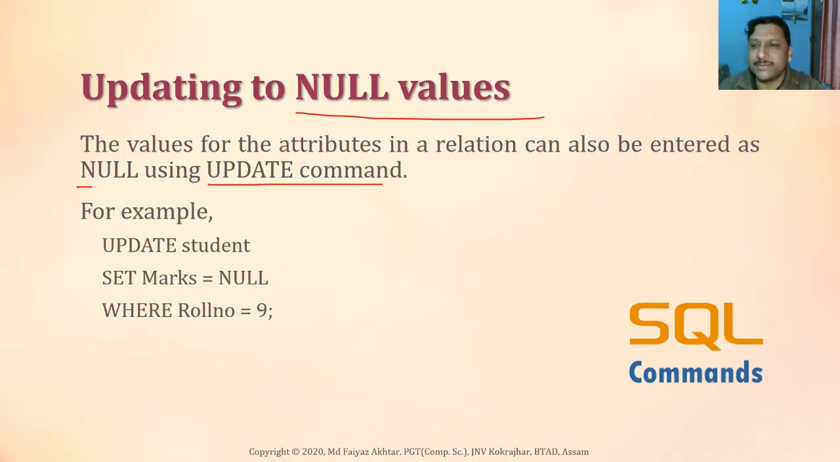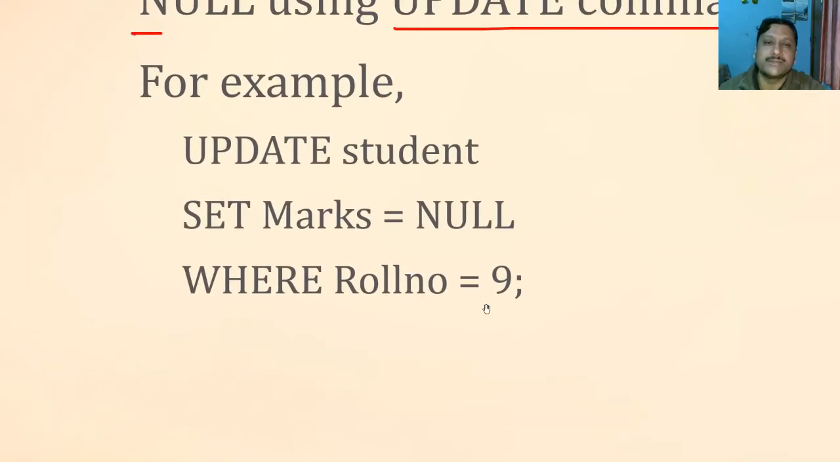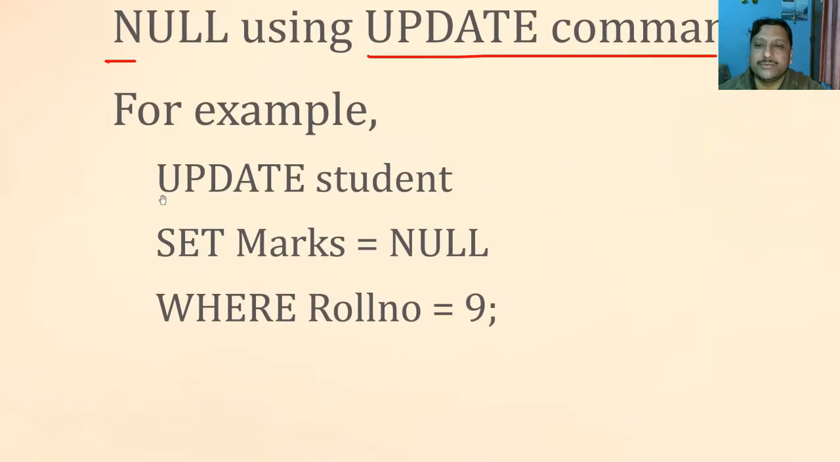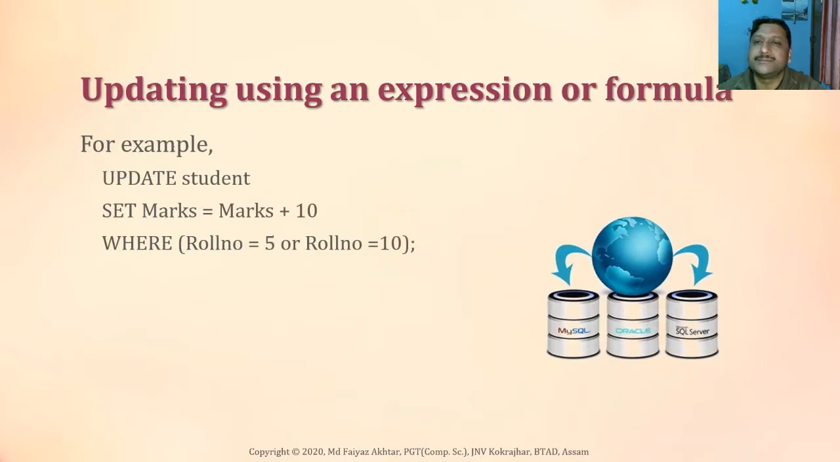So see the example here. For example, if we want to put null value in marks for a student whose roll number is 9, then this command we have to use: update student set marks equals to null where roll number equals to 9. Then marks will be set as null for the student whose roll number is 9.